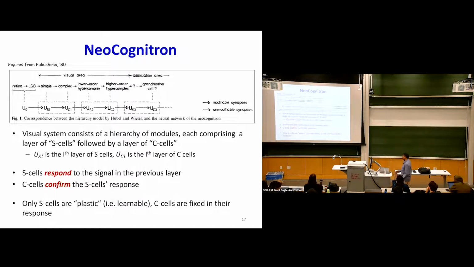It says that the visual system consists of a hierarchy of modules, where within each module you have two sets of cells. The first are the S cells, or the simple cells, based on Hubel and Wiesel's model. And these are followed by C cells, or the complex cells. So the whole thing is arranged in a hierarchy. The first collection of S and C cells responds directly to the retina. The second collection responds to the outcome of the first layer. The third set responds to the outcome of the second set, and so on. So it's hierarchical. Of these, only the S cells are learnable. They're plastic. The C cells have a fixed response.